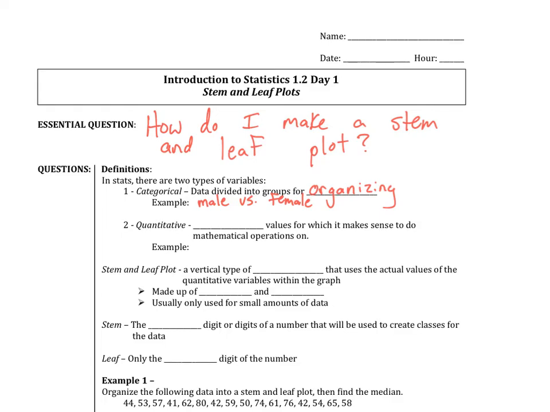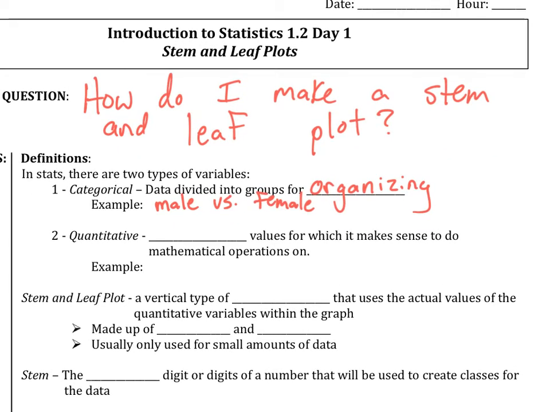Quantitative is, I gotta zoom in for this, numerical values for which it makes sense to do mathematical operations on. So one example would be like pulse rates. Like in gym class, or the doctor might tell you what the range is for a normal pulse rate. That's because they do studies on the number, and they kind of know what most people should be in between.